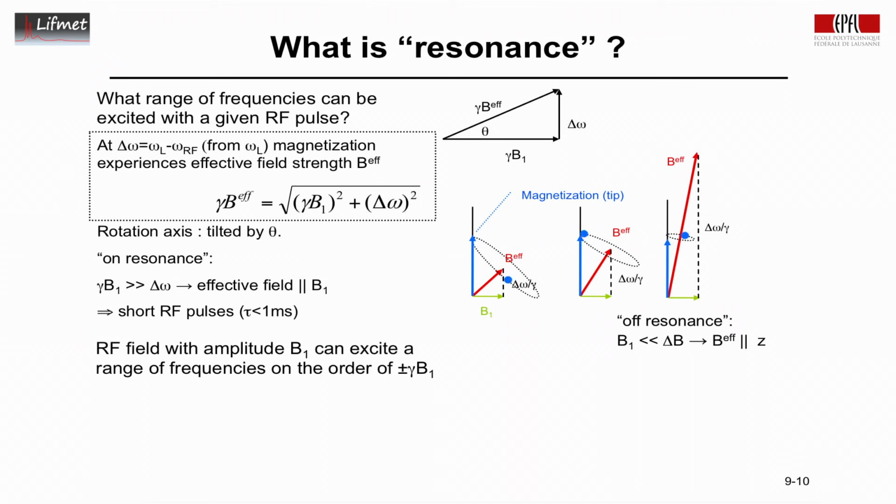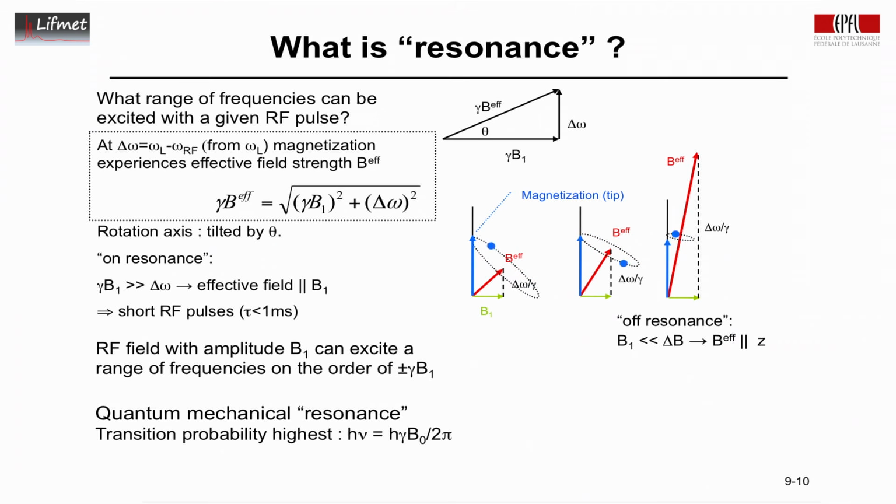As a rule of thumb, the RF field with an amplitude of B1 can excite a range of frequencies on the order of plus minus gamma B1. Here we can see that delta omega is gamma B1, and here we still can excite. So in this case, that's the plus and minus, because we can do this also on the other side.